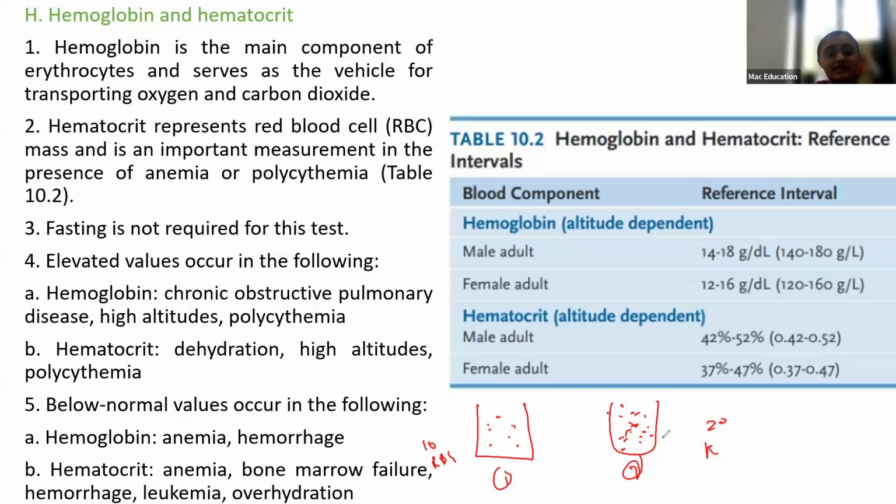Okay, so let's see table 10.2, the normal hemoglobin and hematocrit reference levels. Hemoglobin is altitude dependent. Why is it written as altitude dependent?